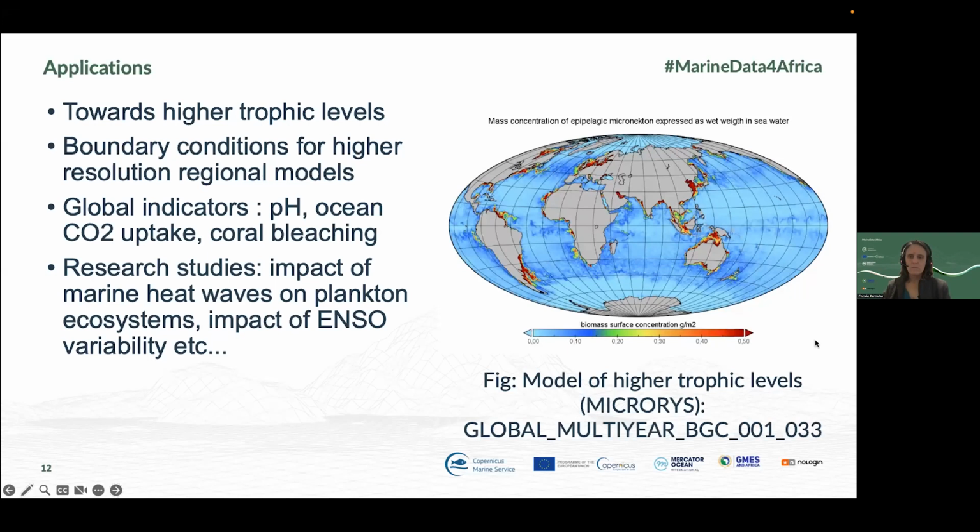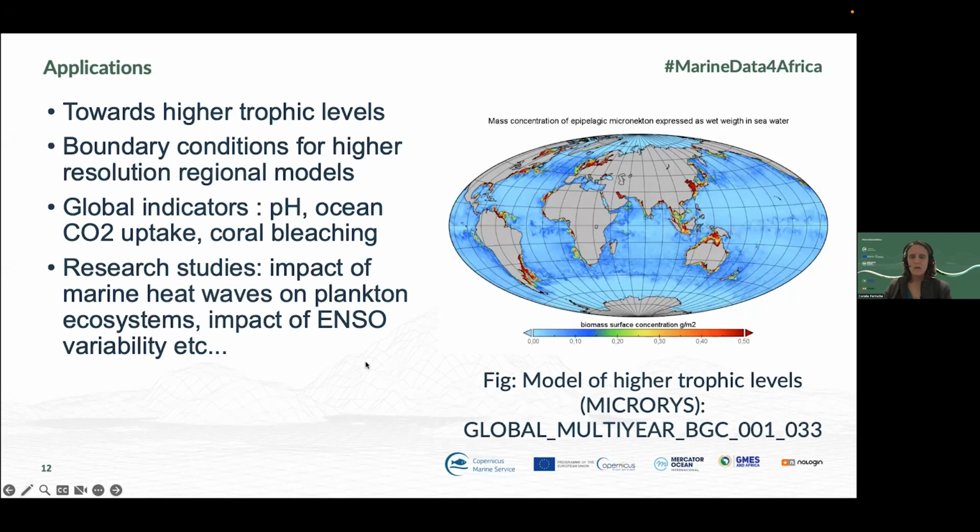So it's a module that is plugged in our biogeochemical module. Then our products can be used as boundary conditions for higher resolution regional models. They are also used to compute global indicators like pH, ocean carbon uptake, coral bleaching. And they are also used to perform research studies on the impact of marine heat waves on plankton ecosystems, for example, or to study the impact on ENSO variability, etc. So thank you for your attention.